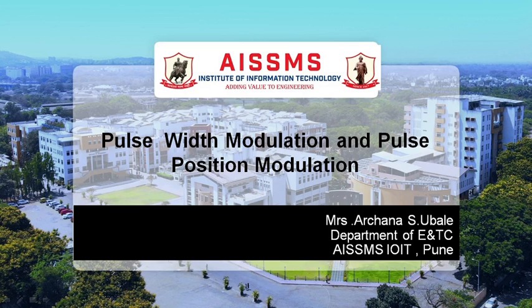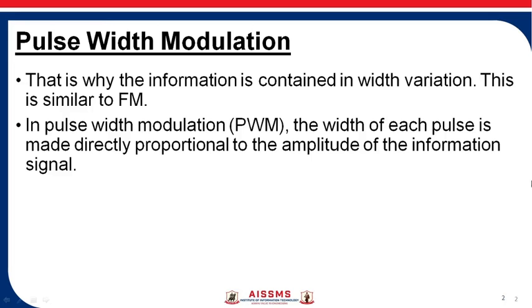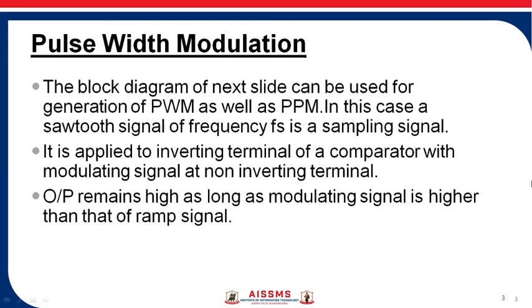Here we are going to discuss pulse width modulation and pulse position modulation. These are types of pulse analog modulation techniques. In the previous video, we studied pulse amplitude modulation. So what is meant by pulse width modulation? In pulse width modulation, the information is contained in the width variation, the same as in FM. The width of each pulse is made directly proportional to the amplitude of the information signal.